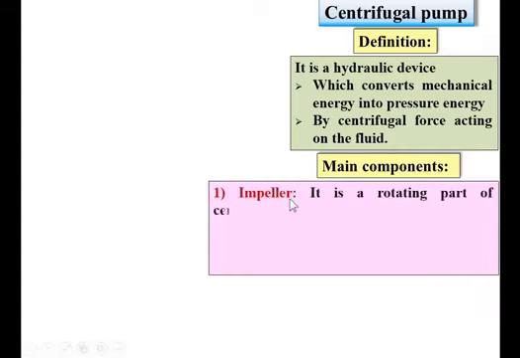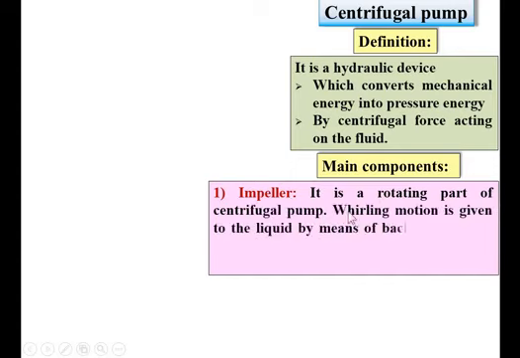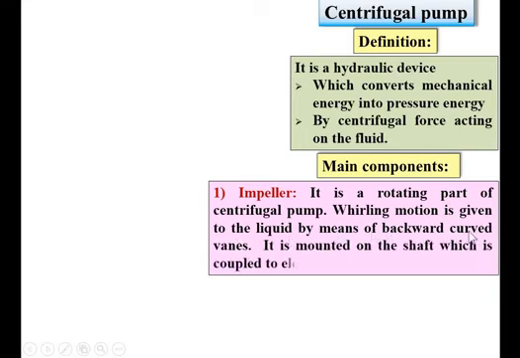First component, impeller. It is a rotating part of a centrifugal pump. Whirling motion is given to the liquid by means of backward curve vanes. It is mounted on the shaft which is coupled to electric motor.